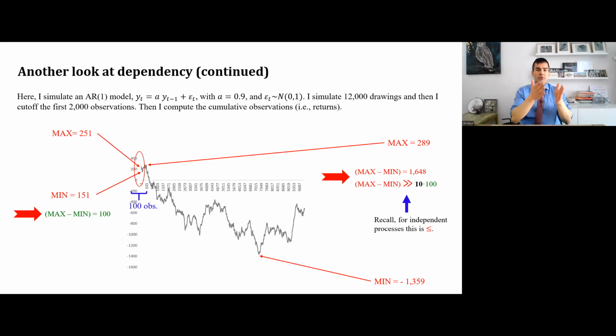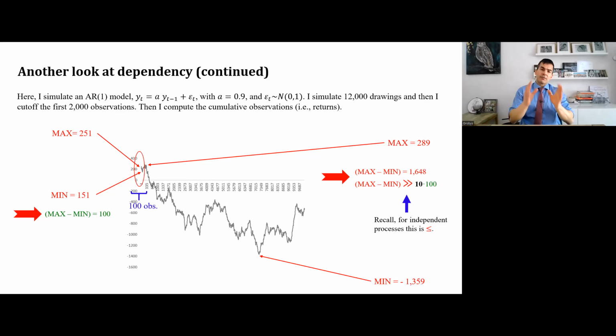Again, I have a look at the first 100 observations. Within the first 100 observations, the maximum is 251, whereas the minimum is 151. So the difference between maximum and minimum, the range, is 100. For the whole sample, which has again 10,000 observations by construction, the maximum is 289 and the minimum is minus 1,359. So the range for the whole sample is 1,648, and that's much larger than 10 times 100, which is 1,000. It's more than 1.5 times larger.